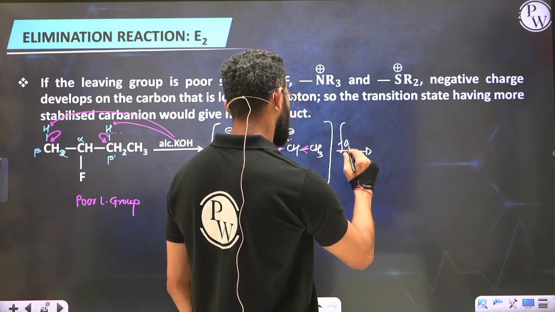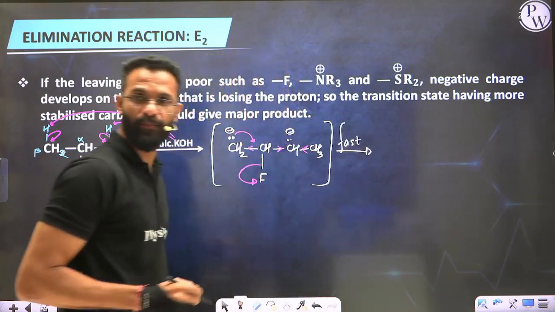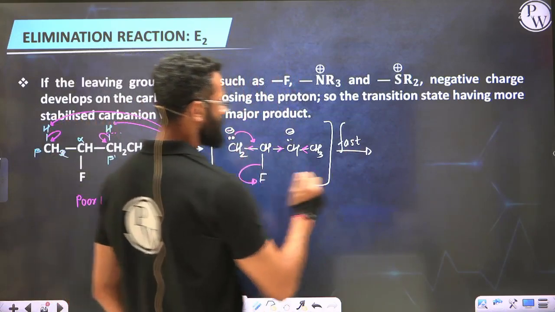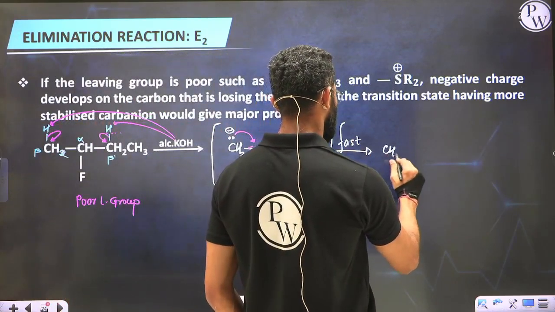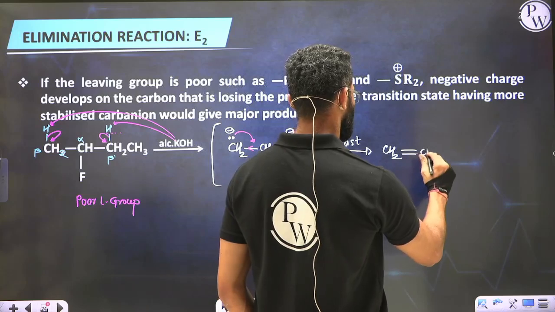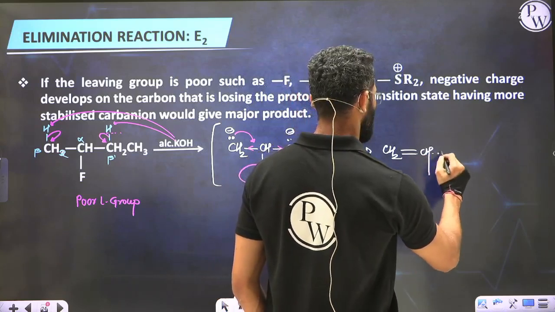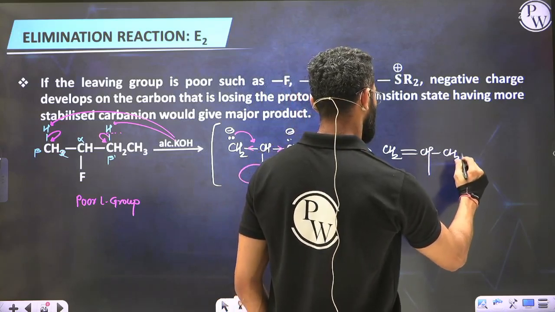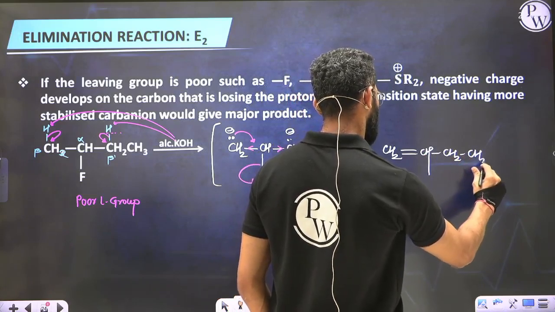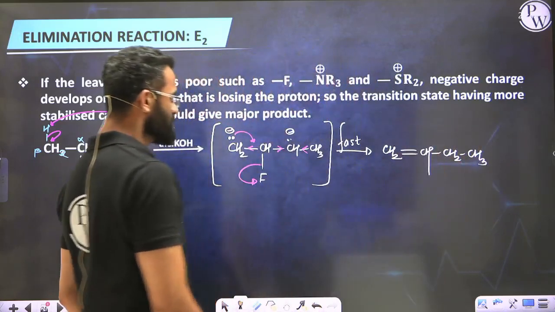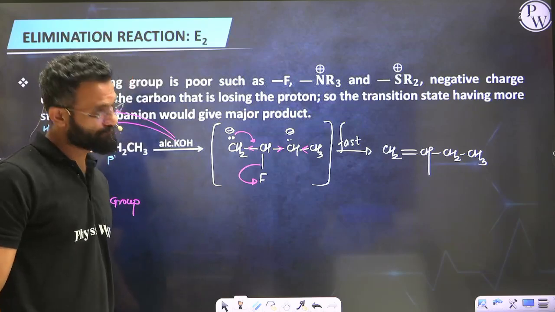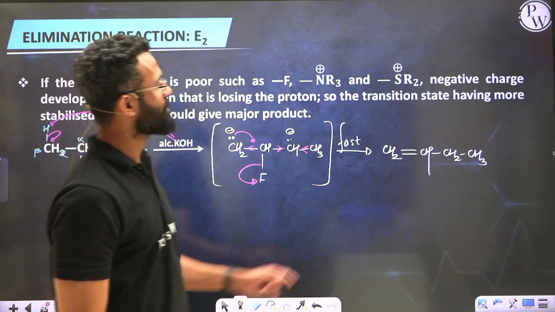So now this will immediately form an alkene between the first and second carbon, bonded to CH2 and CH3. Alright everyone, so that is your product.